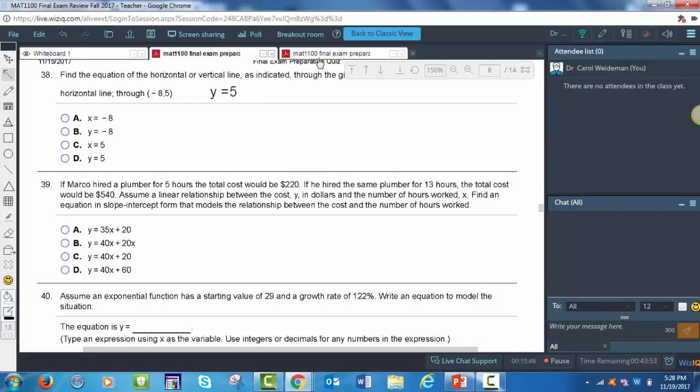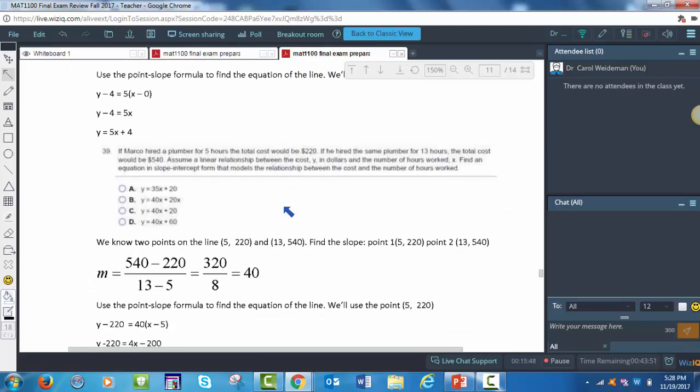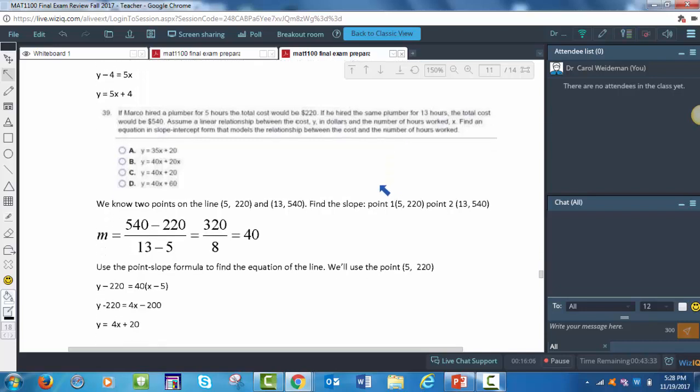All right, let's go back here for number 39. So Marco can hire a plumber for 5 hours, and the total cost is $220. If he hired the same plumber for 13 hours, the total cost is $540. Assume a linear relationship between y, the cost, and the number of hours worked, x. Find an equation in slope-intercept form.